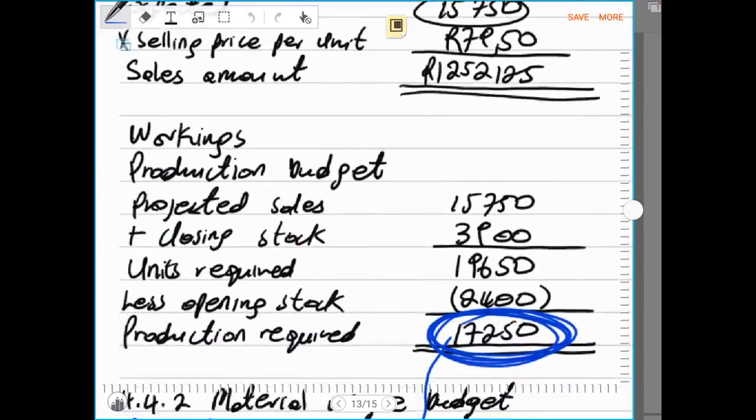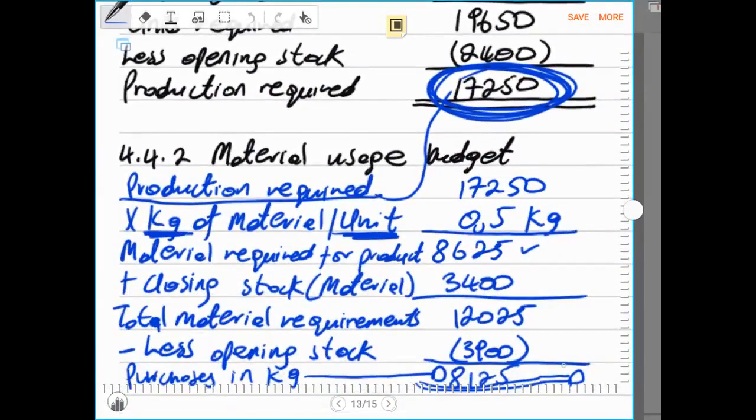The budget that we just did is the number of kgs. These are the kgs of material that must be purchased. So now we are looking for the cost. How much is this material going to cost us? Therefore now the budget that we are doing will answer that question. How much will this material, which is 8,125 kgs, cost us?